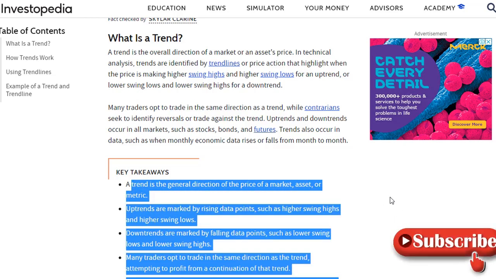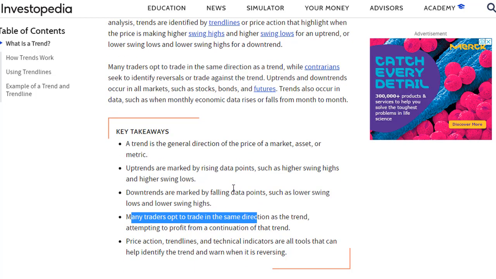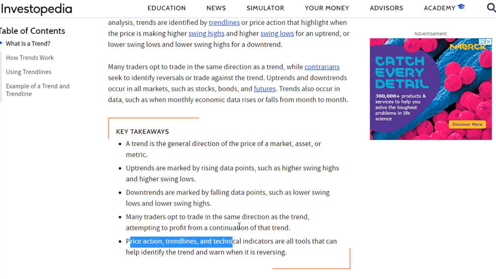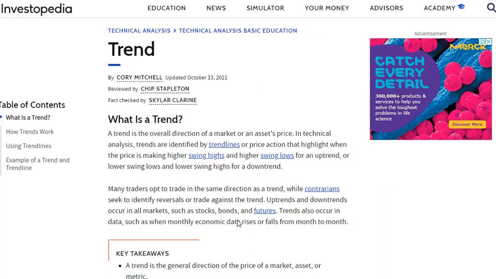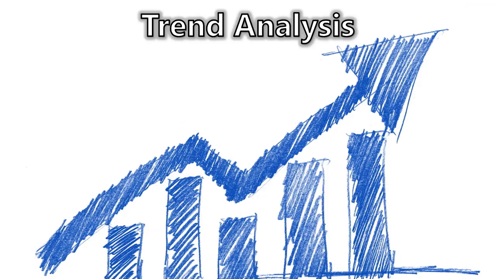As a trend trader, you trade in the same direction as the trend, attempting to profit from a continuation of that trend. The good thing is that a trend has about a 60% chance of continuing in the same direction, which means trends can be quite explosive, and if we catch the right one we get the price action. Trendlines and technical indicators are the tools that help you identify these trends.